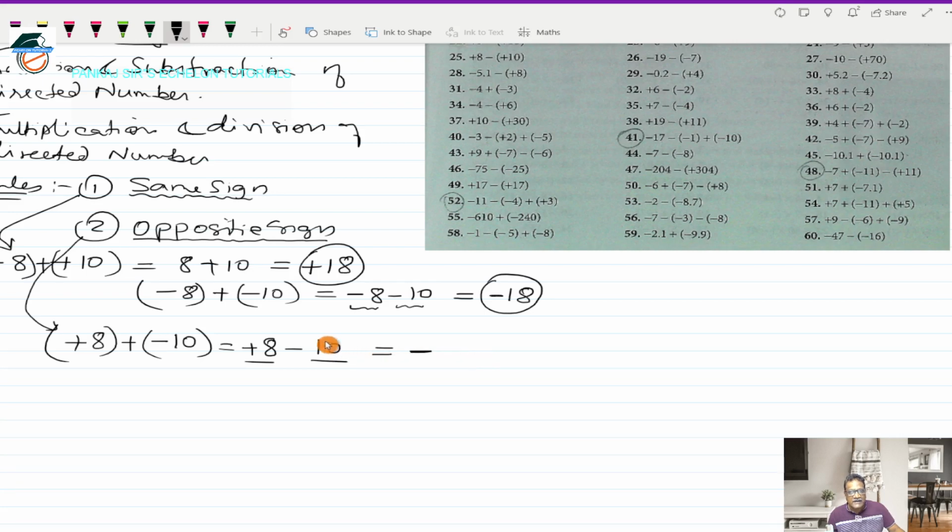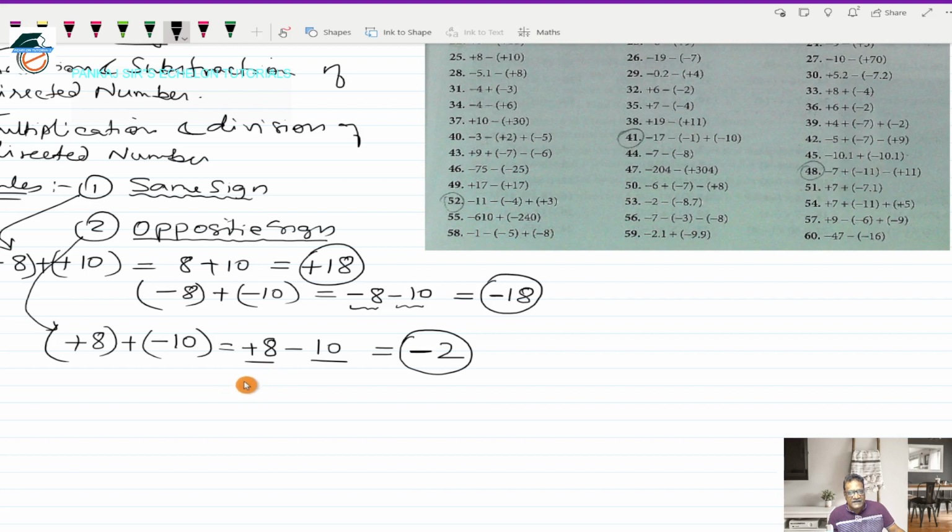Next, I will take the bigger number and from that I will subtract the smaller number. So from 10, I will subtract 8 and I will get the answer as 2. So my answer will be minus 2. Understood? Once again, I am repeating. If you have two directed numbers with opposite sign and you want to add them, you have to take the sign of the bigger number. So I have taken minus because 10 is the bigger number and its sign is minus. The next step is, from the bigger number, you subtract the smaller number. So from 10, I subtracted 8 and I got 2. So minus 2 is the final answer for plus 8 minus 10.